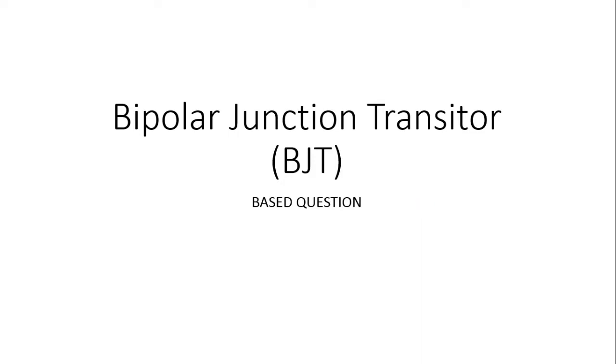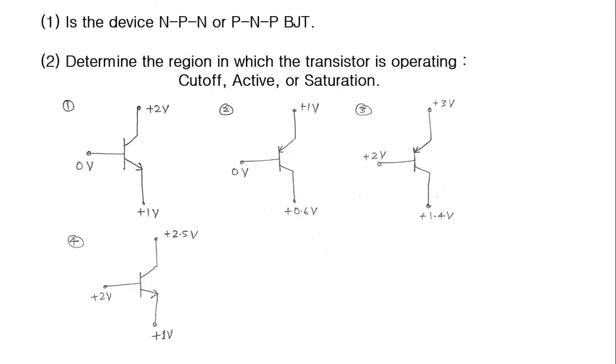Today we are going to learn about bipolar junction transistor through a problem. So let's see the problem. What is the problem? We have to find out for these given diagrams whether this device is NPN or PNP bipolar junction transistor. And second part, according to the voltages applied to the terminals, we have to find out in which region the transistor is operating, that is cutoff region or active region or the saturation region. So let's move to the solution part.